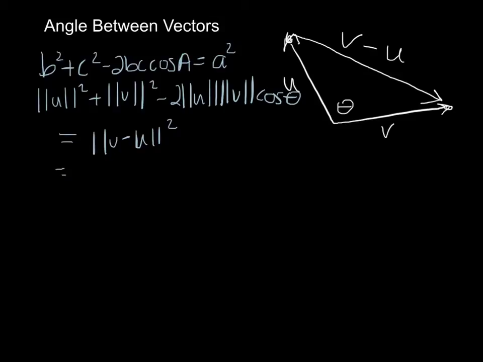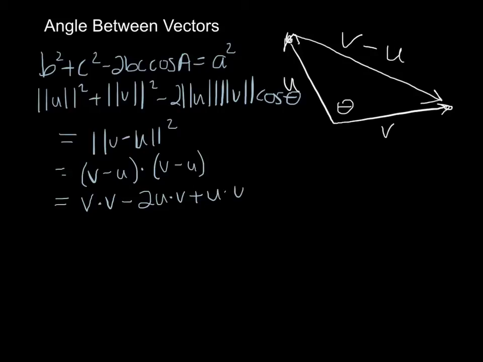Now we're going to focus just on this part for a moment. We know that the magnitude of a vector squared is really the dot product of that vector with itself. If we distribute, we're going to get v squared, right, v times v, minus 2u times v, plus u dot u. Now we also know, right, here again we have the dot product of vectors with themselves, so we can write that as magnitude squared.